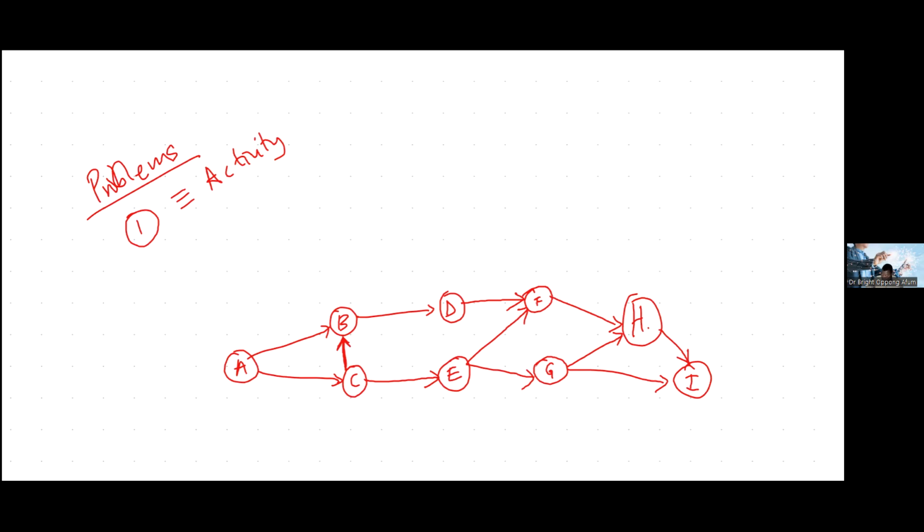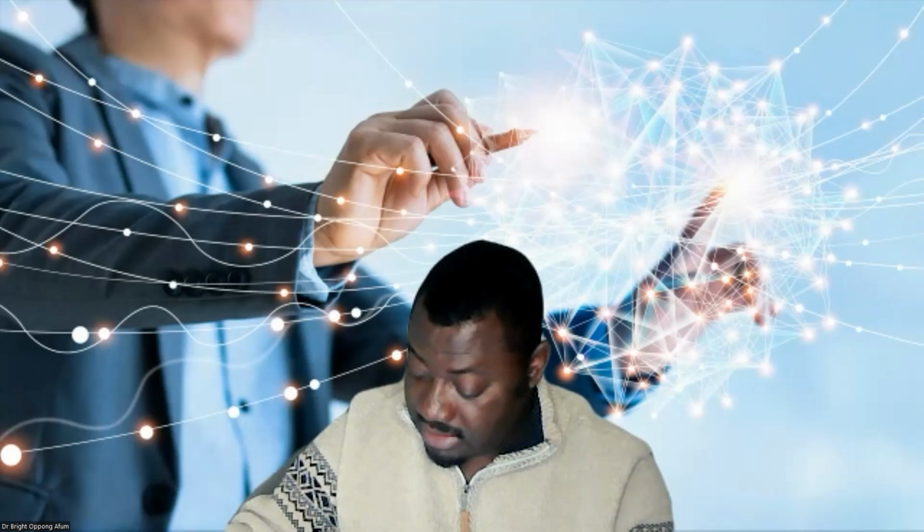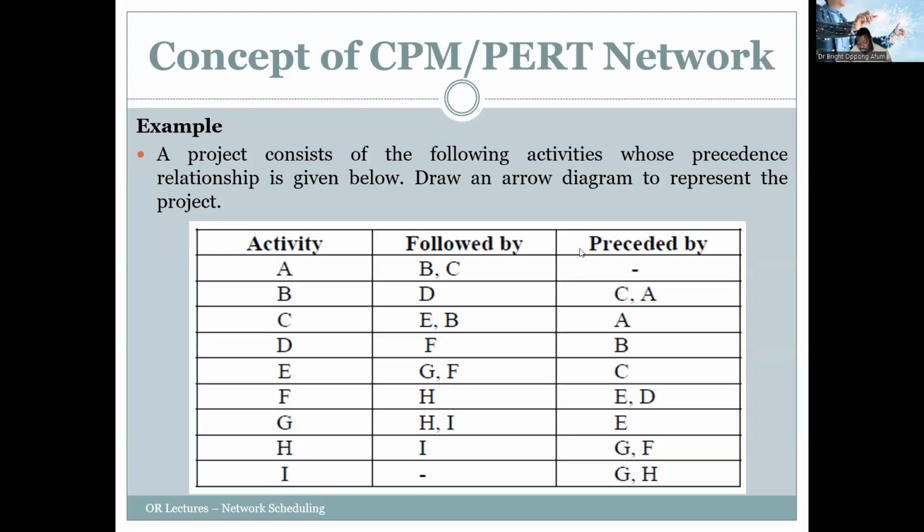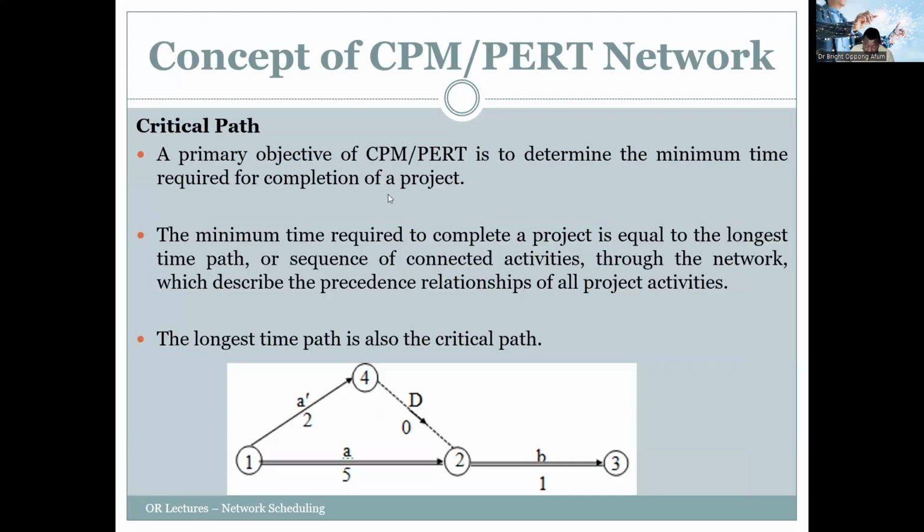All right, so we shall go back to our slides. We'll close this whiteboard and go back to our slide here. And we will look at this. So what then is a critical path?